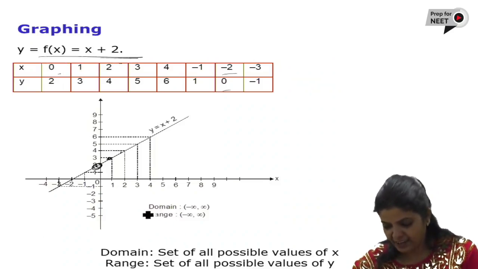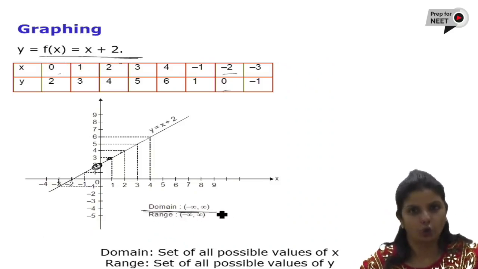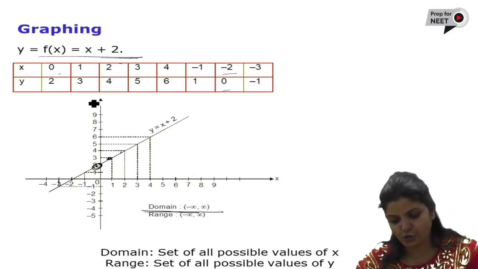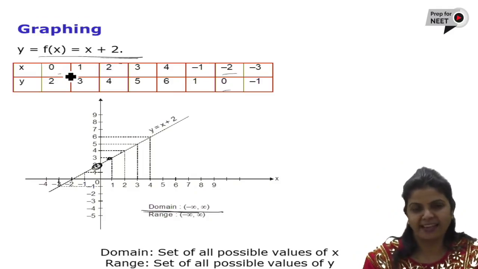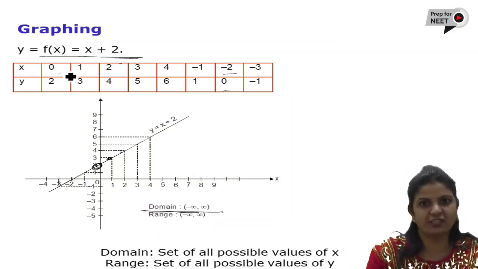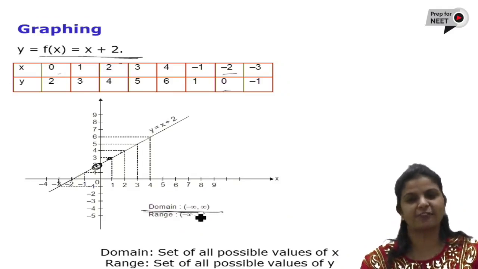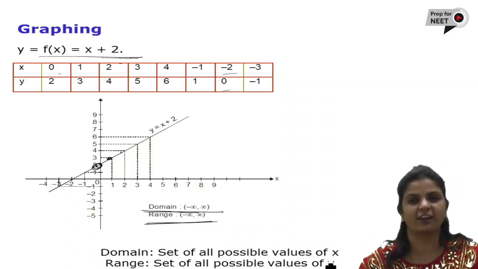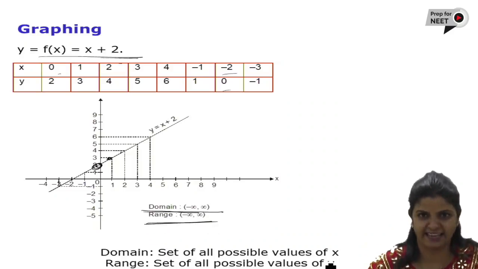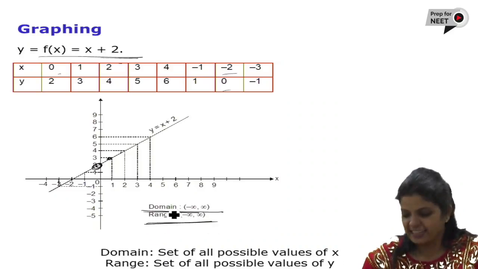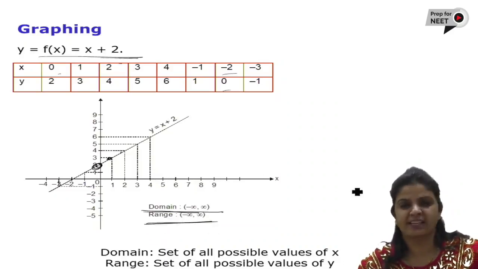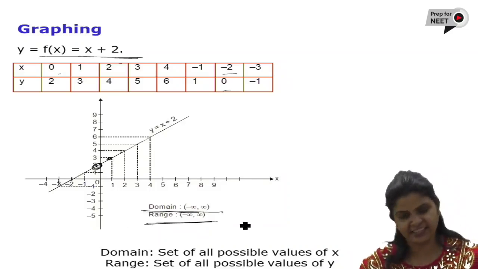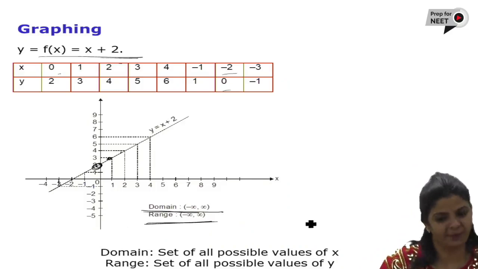Look at here, its domain. Domain is all the possible values of x, right? I have chosen values of x from minus infinity to plus infinity. You can choose any value. So its domain is from minus infinity to plus infinity. Whereas range is the set of all the possible values of y, right? So obviously x changes from minus infinity to plus infinity, y also changes from minus infinity to plus infinity. So range is also minus infinity to plus infinity.